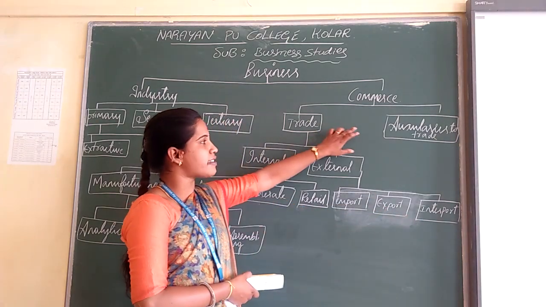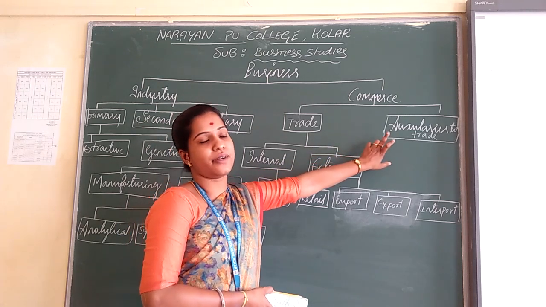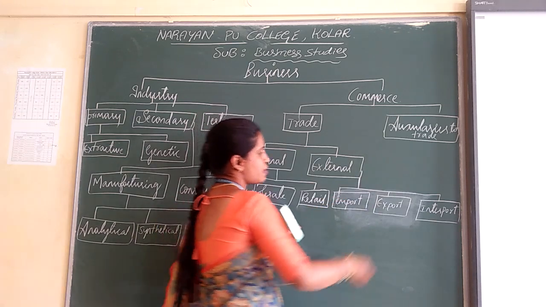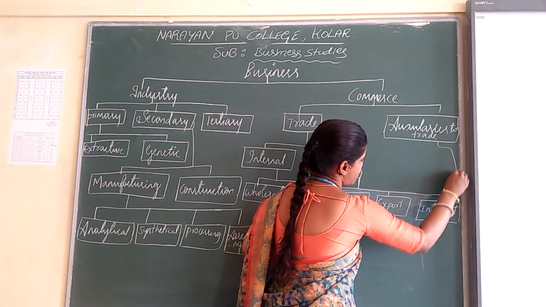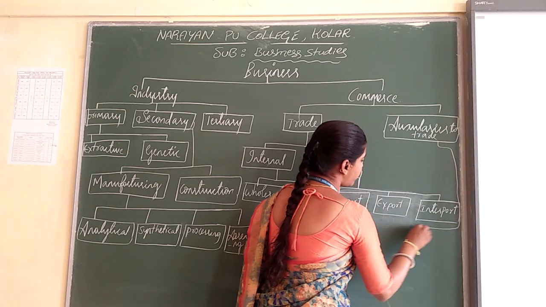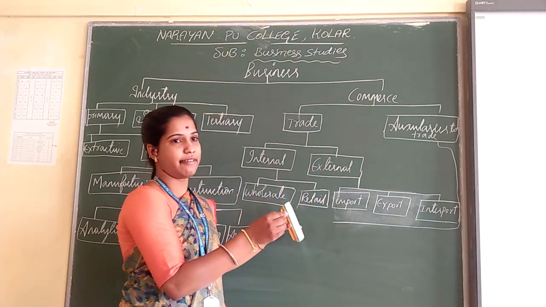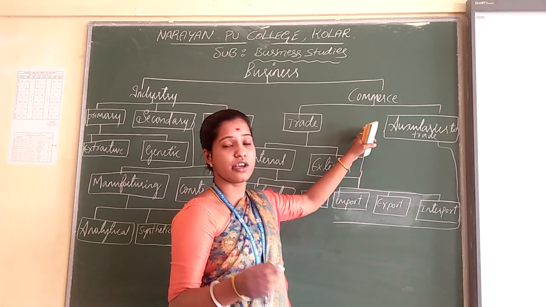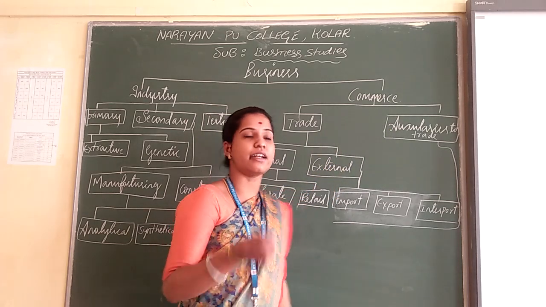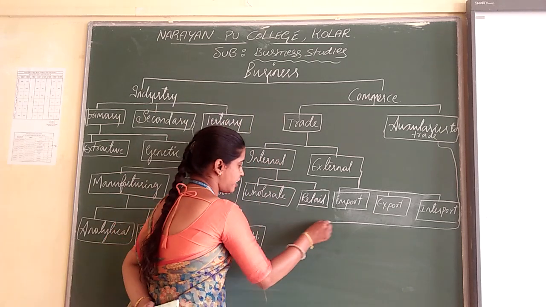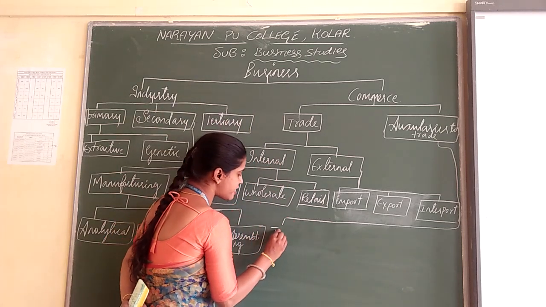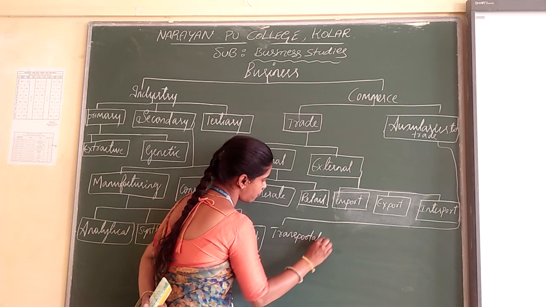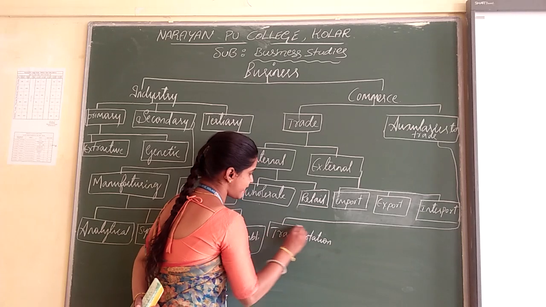And the next one is auxiliaries to trade. Auxiliaries to trade can be classified into four types. Auxiliaries means they provide services to your business activities. So what are the services? The first one is transportation.